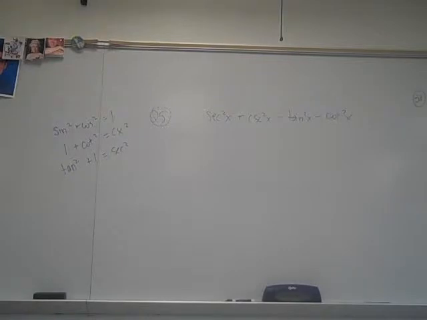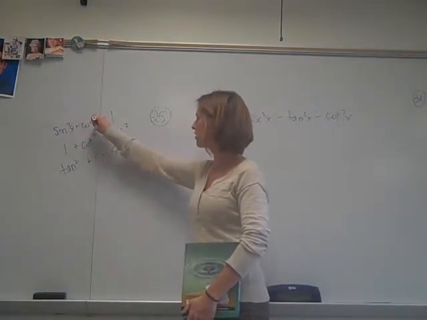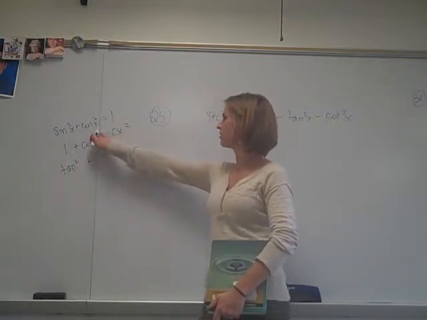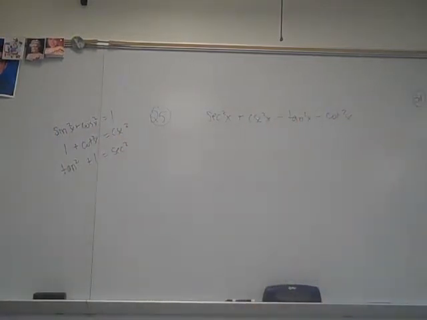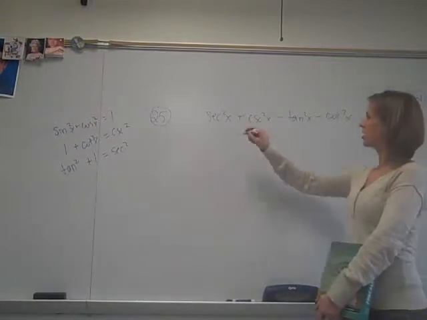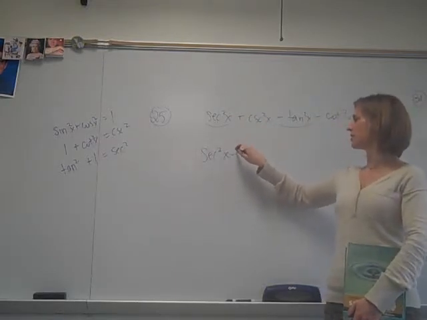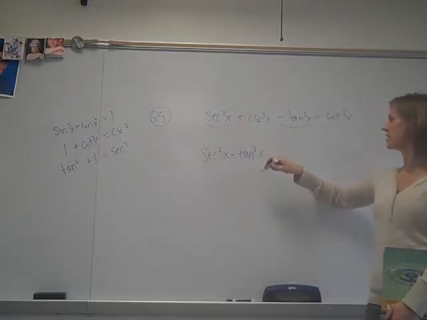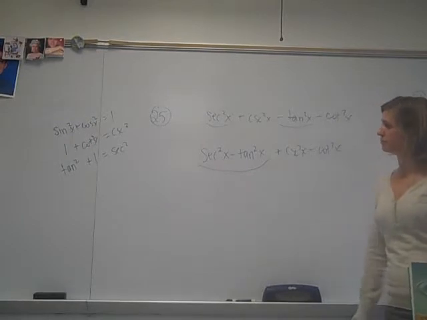I didn't put x's because I'm just writing this little note to myself. Technically I should have x's with all of these. I don't want you to think there's no x's. But I just want to have it there in my head. I'm really visual, so I need to see it. So I'm looking at what I've got, and if I regroup this a little bit, I put my secant squared x minus my tangent squared x, and then plus cosecant squared x minus cotangent squared x. What does this equal?